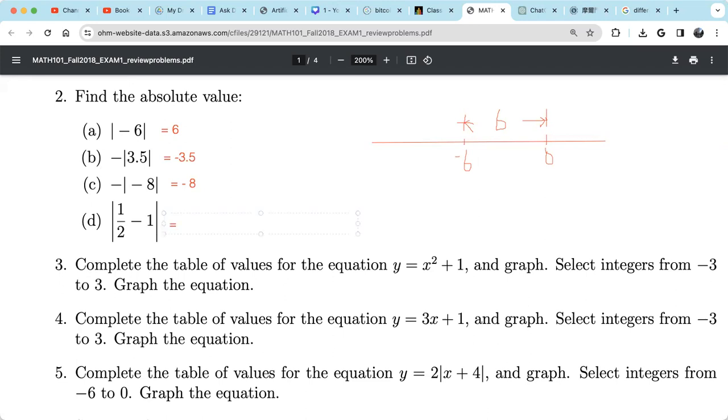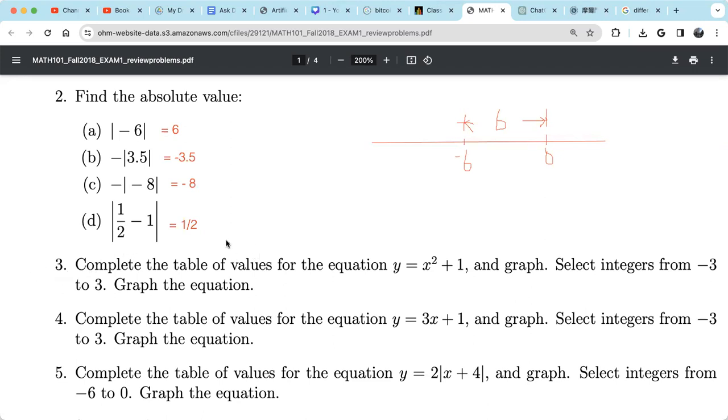D, we have inside, half -1. Well, half -1 is -1/2. But the absolute value of -1/2 is just +1/2. So we get +1/2. Okay, so that's absolute value.